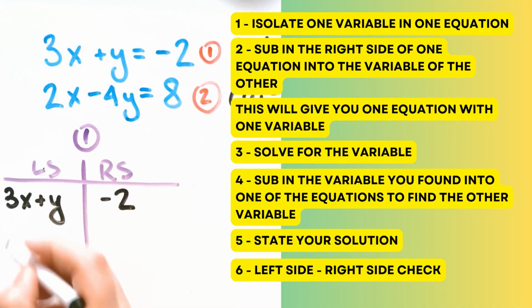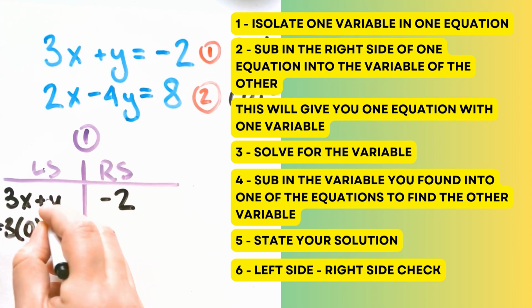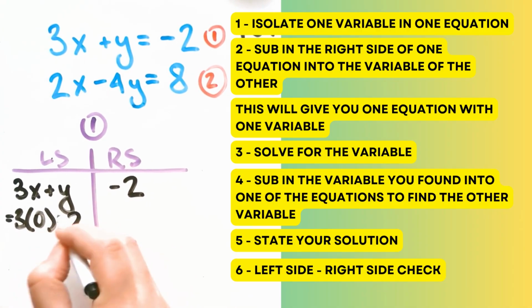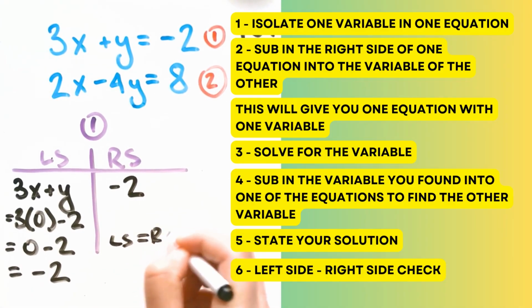Okay, so let's plug in those values. So x is 0, so that equals 3 times 0, and y is negative 2. So I could say plus negative 2, or I could just write minus 2. And that is 0 minus 2, and that is negative 2. So for equation 1, the left side equals the right side, that is a good thing.